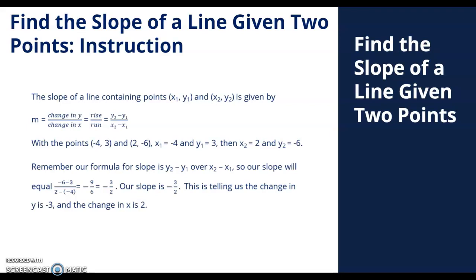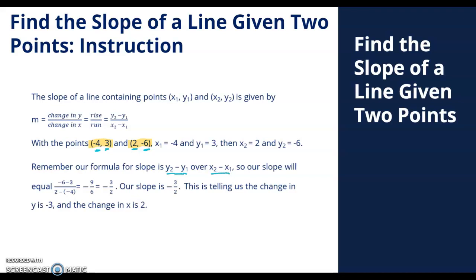So to illustrate this, let us consider the following example. With the given points here, -4, 3, and 2, -6, we will call this number here our x sub 1 and the number here our y sub 1. And this number here will be your x sub 2 and the number here is y sub 2. Now remember, the formula for the slope is the change in y, the difference in the y coordinates over the change in x, or the difference in the x coordinates.